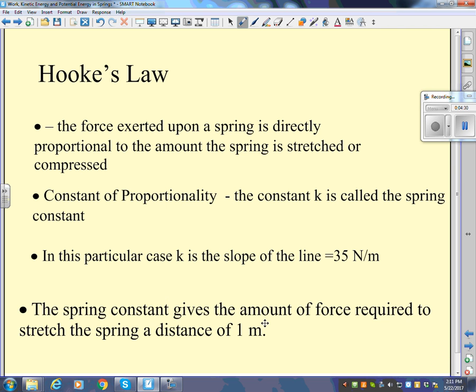The spring constant gives the amount of force required to stretch the spring a distance of 1 meter. Now, generally nobody in their right mind will stretch a spring a meter. You would get it stretched right out where it would be unusable. But we use 1 meter as the standard. So generally, spring constants are fairly large numbers, not into the hundreds or anything, but they're certainly greater than, say, a frictional coefficient.